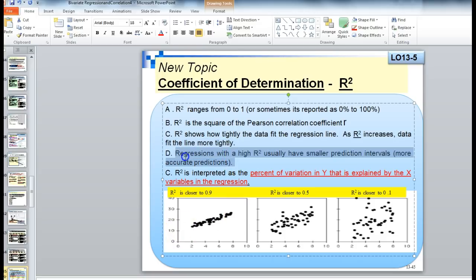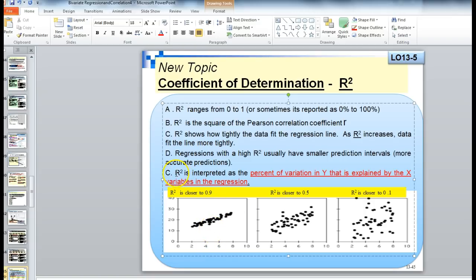Regressions with a high R squared, those that are close to 1, usually have small prediction intervals and very accurate predictions. We'll be talking about prediction intervals and things of that nature, but we can predict quite accurately when we have a really high R squared close to 1, because then we have good ideas about the variability of Y with respect to X.